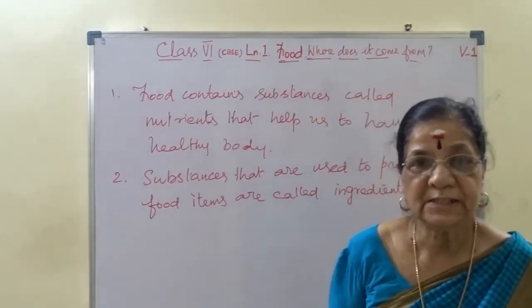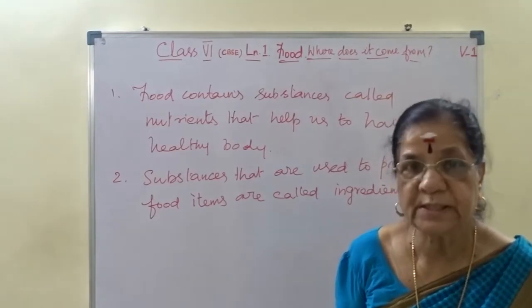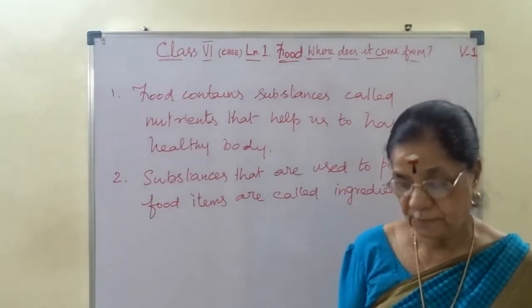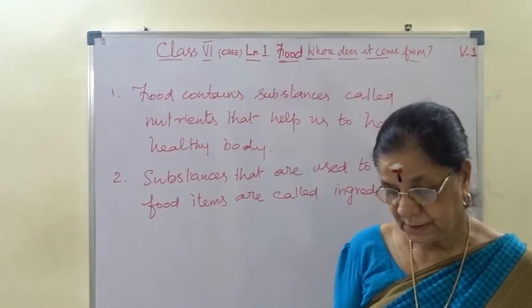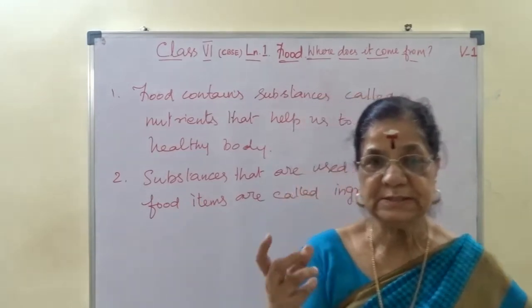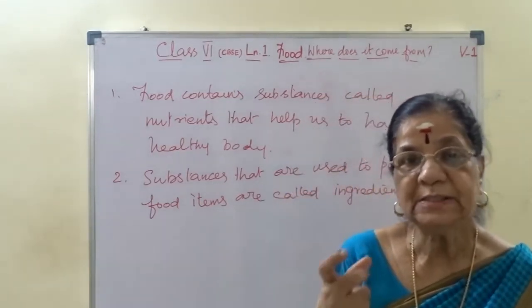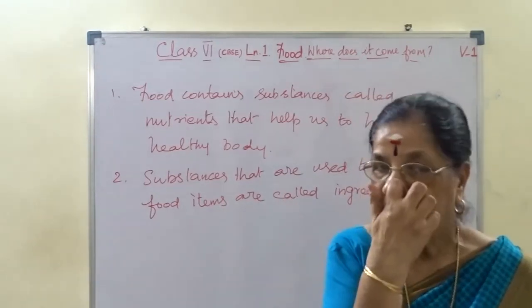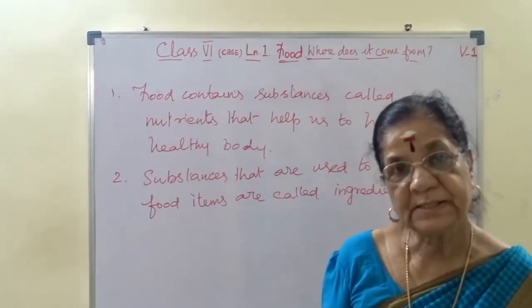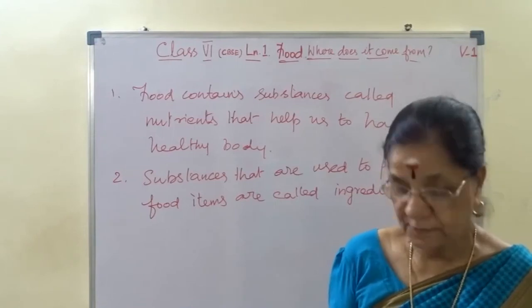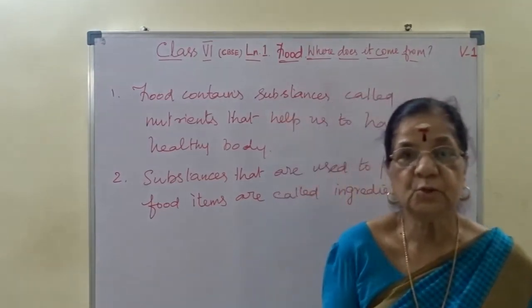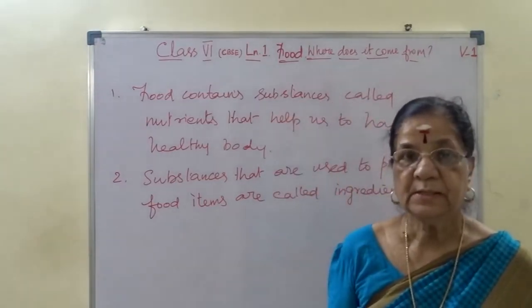Normally the chana, green gram, groundnut, and green peas are good sources of nutrients. They contain all the nutrients needed for the growth of plants. Seeds on germination will have all the nutrients needed for the plants. So it is a good source of nutrients. I hope you understand. Seeds are a good source of nutrients because they contain all the nutrients needed for the growth of plants.